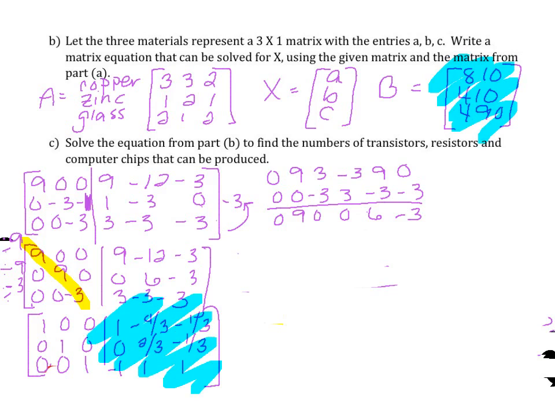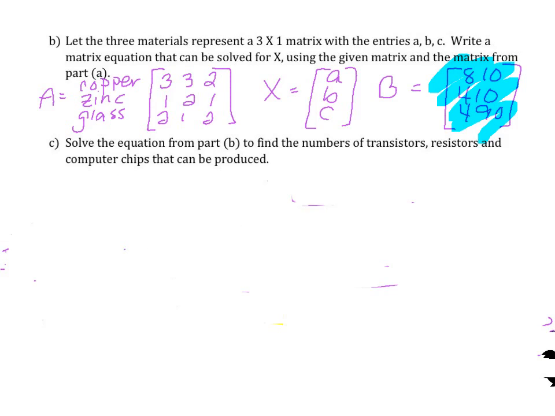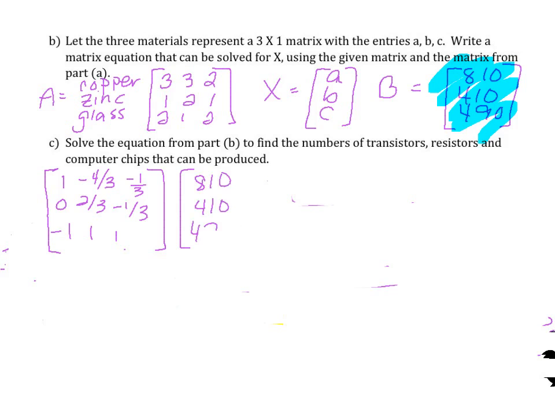and we can now multiply by our b so that we can determine how many of each that we have. So I'm going to erase so that we can start multiplying. Our inverse matrix is 1, negative 4/3, negative 1/3, 0, 2/3, negative 1/3, negative 1, 1, 1. And we're going to multiply that by 810, 410, and 490. So we have a 3 by 3, and we're multiplying it by a 3 by 1. So these match. So we're going to end up with our solution of a 3 by 1.